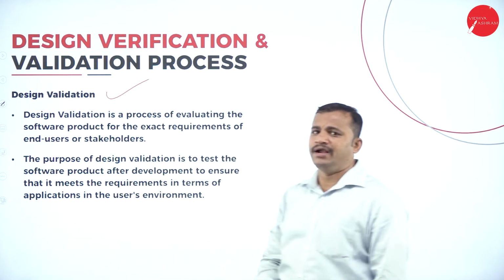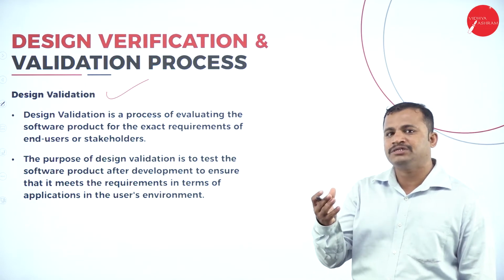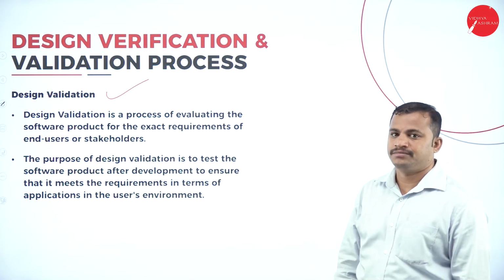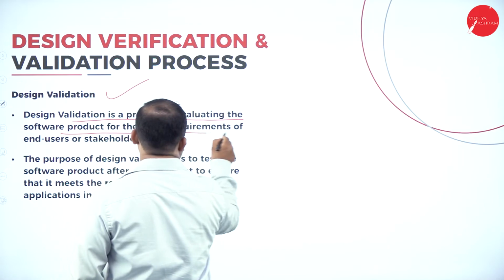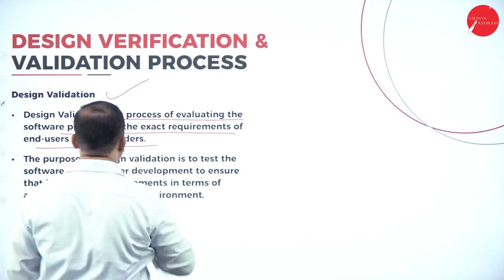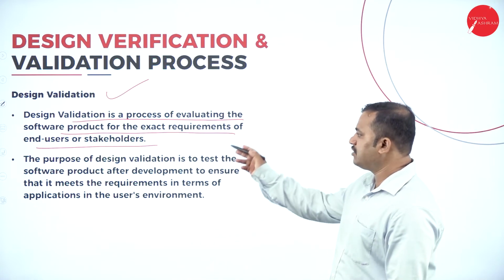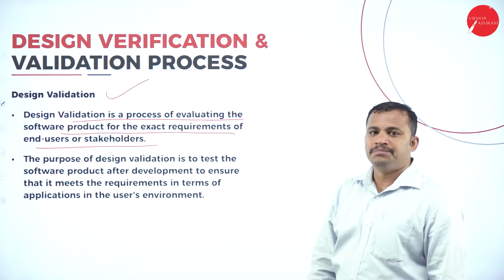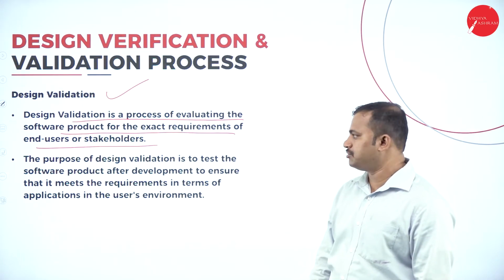What is the meaning of validation? Validating means whether all the requirements are working properly. That is the meaning of validation. Design validation is a process of evaluating the software product for the exact requirements of the end users or stakeholders. That means whatever the requirements of the stakeholders or end users are, they are validated. That means all of the requirements are met properly. That is called the validation process.